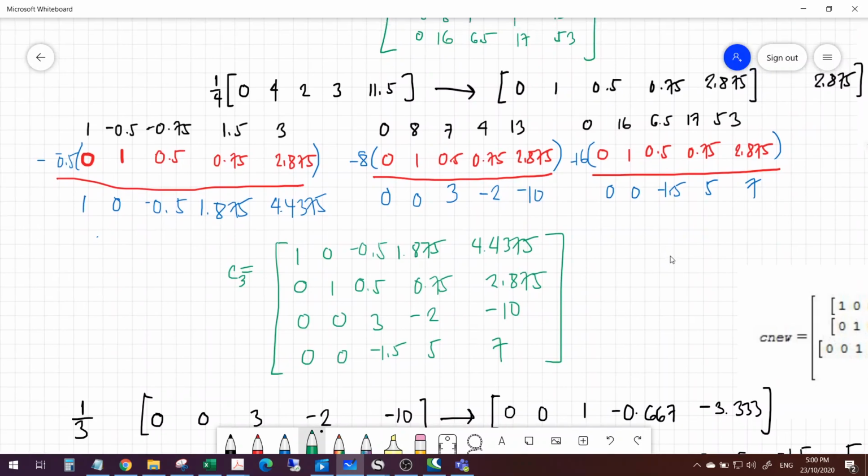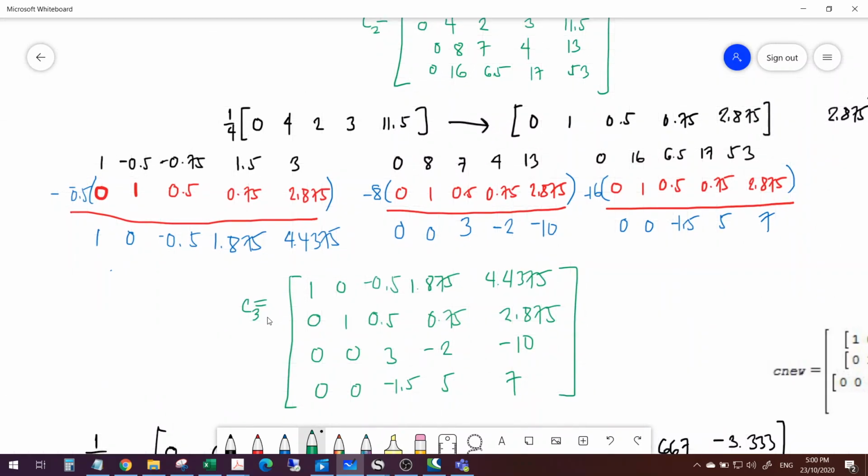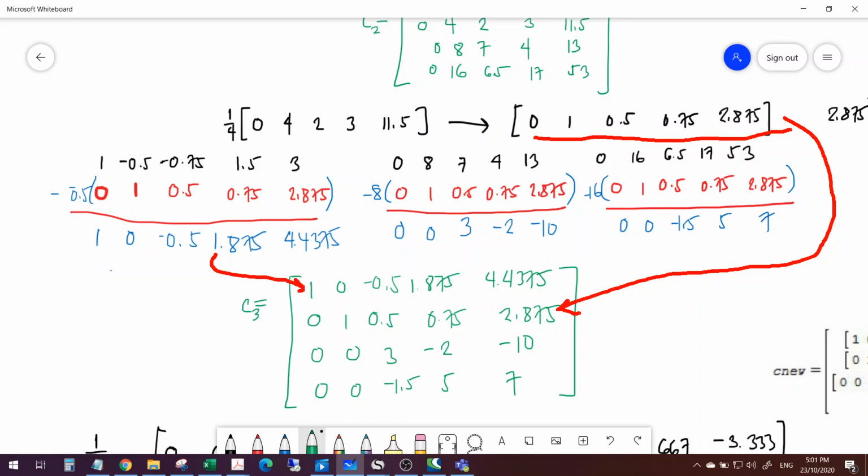Now our C2 will be transformed into C3. We're just going to merge all these transformed row matrices. So where is our normalized row here? This is the normalized one, which is the second row. So this is the first row here, the second row, the third row is here, while the fourth row is here. Okay.